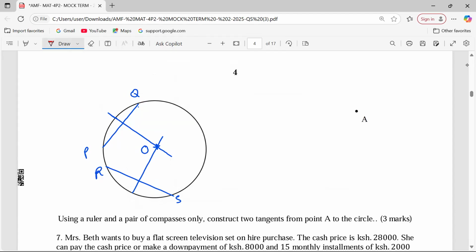After knowing the center O, we now join the external point to the center. We join point A to the center O that way. So we have OA. With OA, we are supposed to identify the middle point of OA.